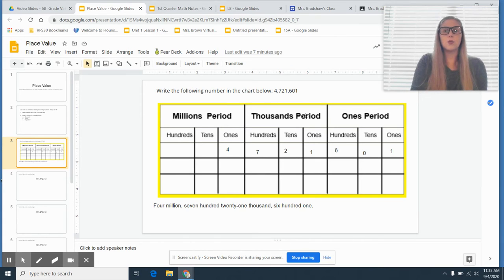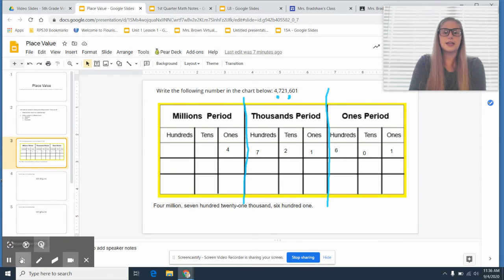4,721,601. So last week, we placed the number in the chart, starting with the ones place and moving up. We learned that every time we get to the end of a period, we say the name. So we have the thousands period here, we have the millions period here. We can see the end of a period when a number is written in standard form by looking at where the commas are placed. That represents the end of a period. Every time we get to a comma, we read and say the period name.